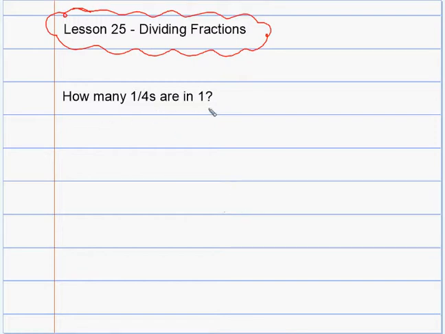How many 1/4 are in 1? I am going to let you answer that question for me. This should be review, you should know. How many 1/4 are in 1? That is its reciprocal, 4.